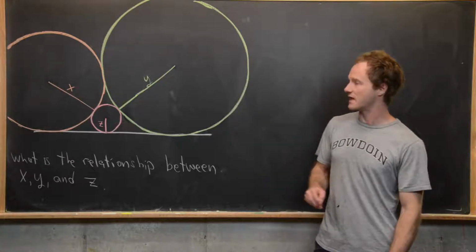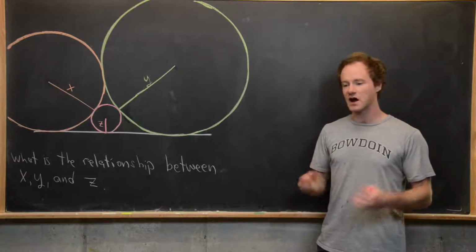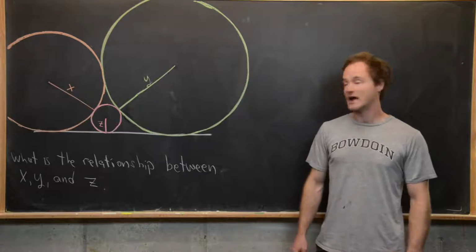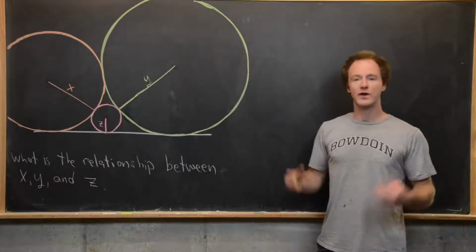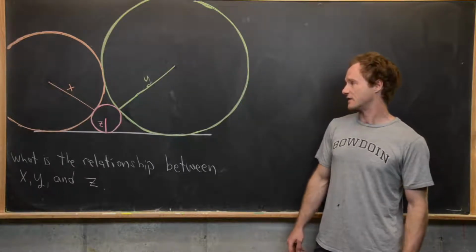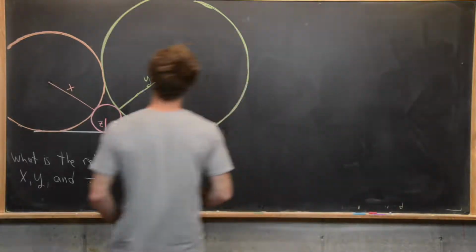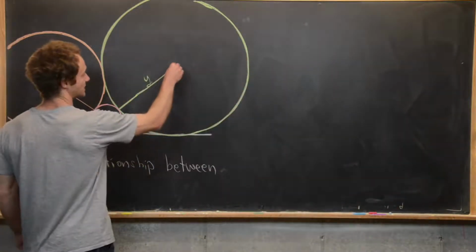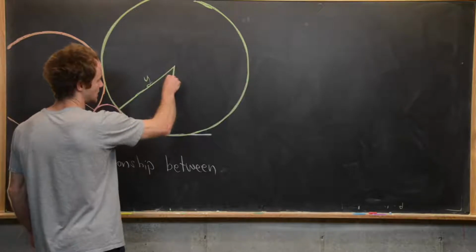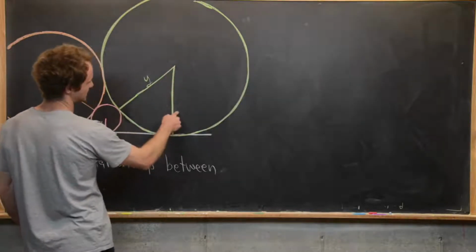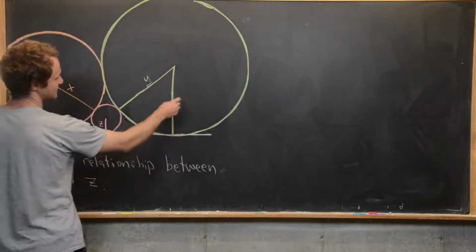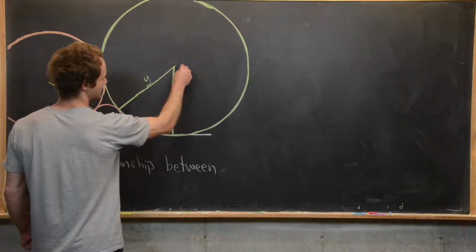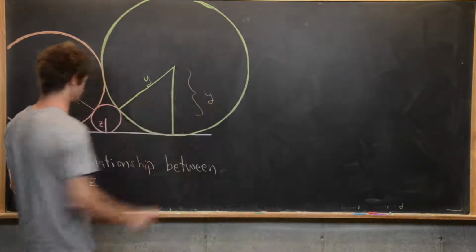The first thing that I'm going to do is create a couple of important triangles in this picture with which we can apply the Pythagorean theorem. The first triangle that I'm going to look at will be the following. I'm going to take a triangle down here. Let's drop an altitude. This whole thing will have length y.